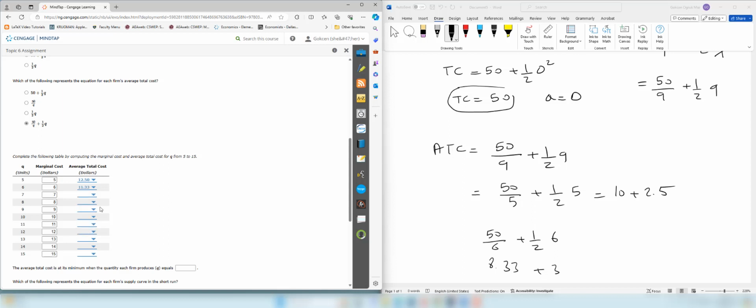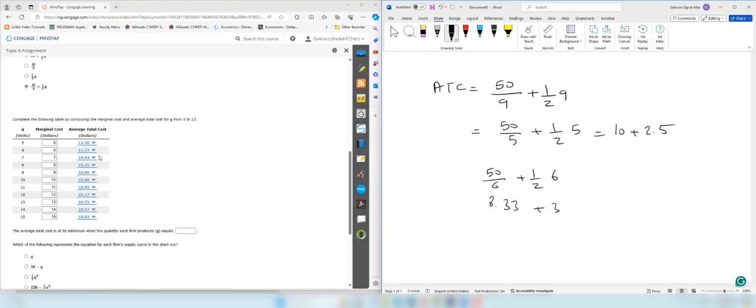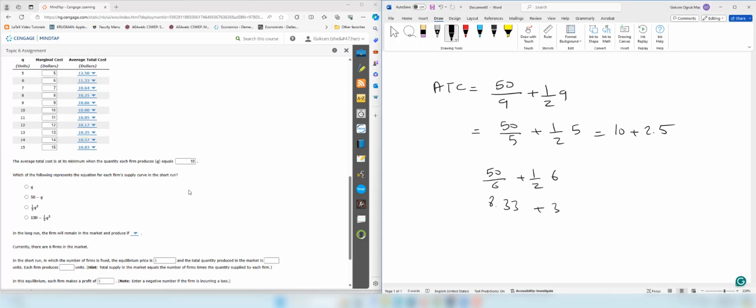So probably you understand. I'm going to fill out all the columns and you can fill out the columns on your own as well. So these are all the average total costs that I calculated. The average total cost is at its minimum when the quantity each firm produces, Q, equals, as you see if you scroll down on this column, 10. Q equals 10 is the minimum average total cost. Next question, which of the following represents the equation for each firm's supply curve in the short run?